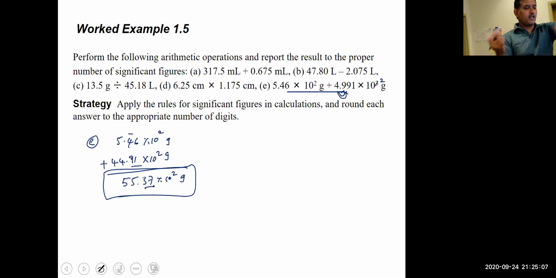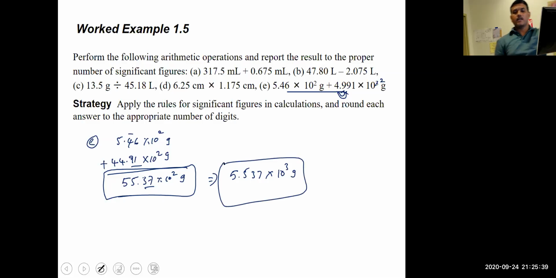Now just to show you, is using scientific notation going to change the number of significant figures? So you can also write 5.537 times 10 to the power of 3 grams. Just converting into scientific notation does not change the number of significant figures. That's why I can either write it like this or like this.